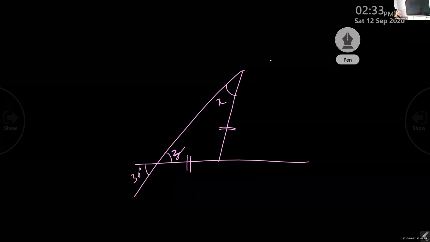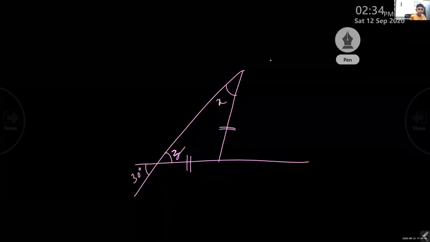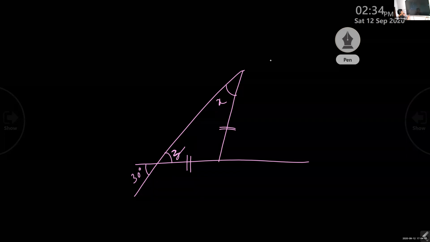Ma'am, 30 degree. Who is answering? 130 degree. Is it Manish? Who is answering? Ma'am, 130 degree. Ma'am, 30 degree. 30 degree, what is the reason? Can you explain the reason?